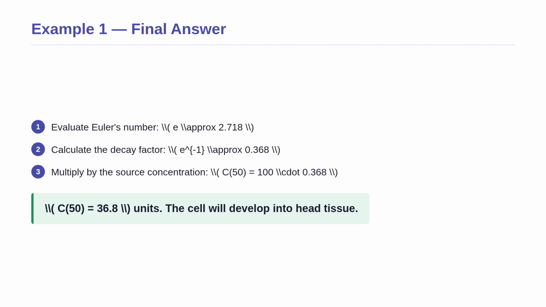Continuing our calculation, we evaluate the exponential term. The mathematical constant e is Euler's number, approximately 2.718. When we raise this to the power of -1, we get roughly 0.368. This decimal represents the fraction of the original signal that survives at this distance. We multiply our initial source concentration of 100 by this surviving decay factor, giving us 36.8 units. Because 36.8 is strictly greater than the required threshold of 36 units, this cell receives enough signal and will successfully develop into head tissue.